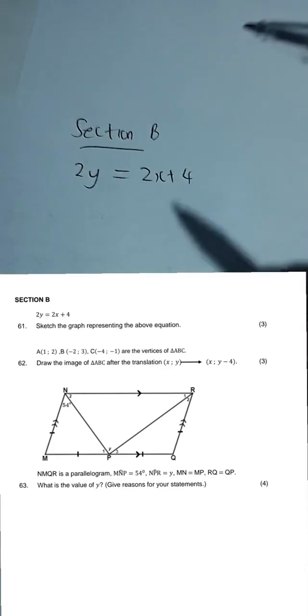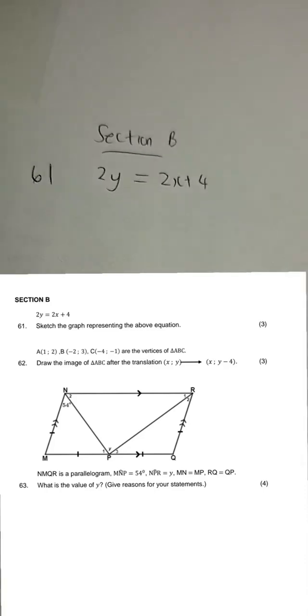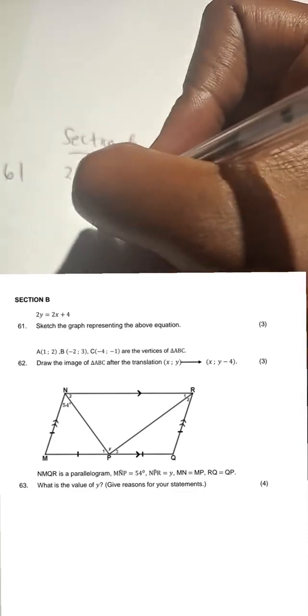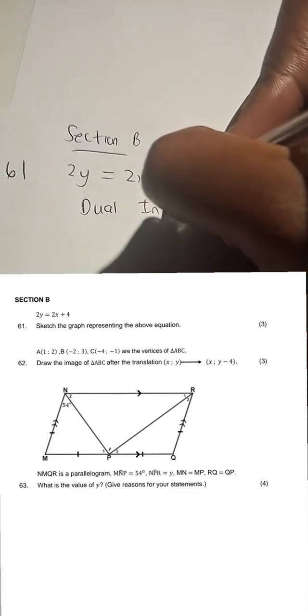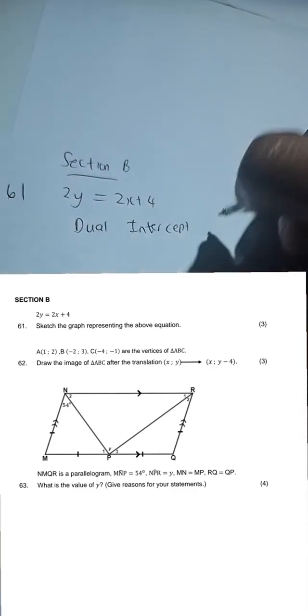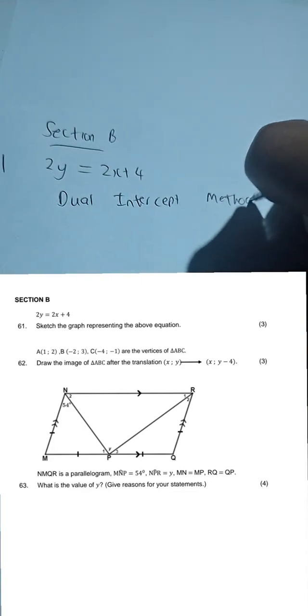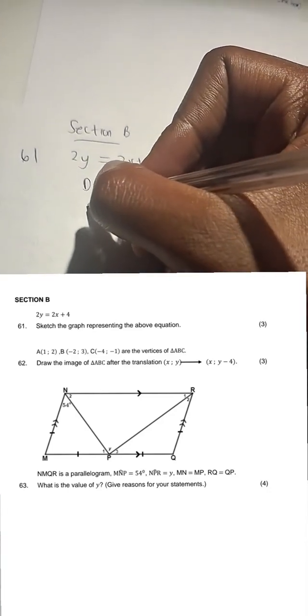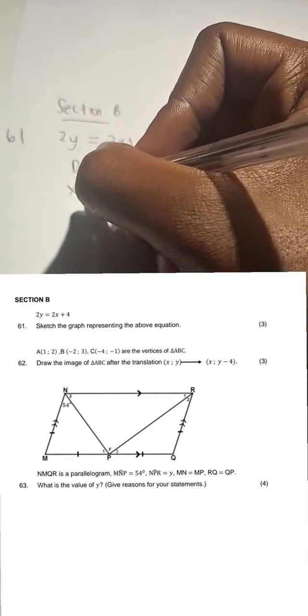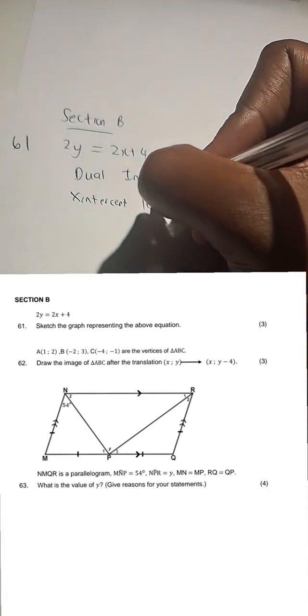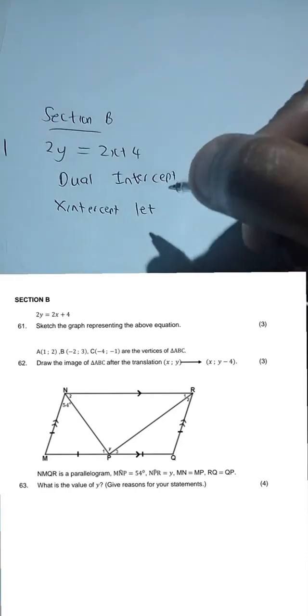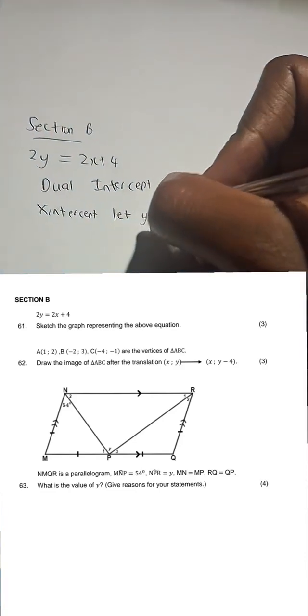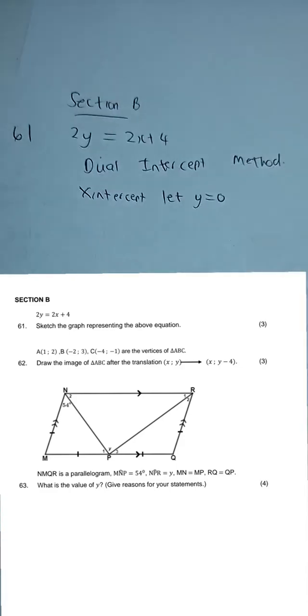Okay, let's answer this question 61. Sketch the graph. So here we are going to simply use the dual intercept method. Makes life very easy. Dual intercept method. We simply find the x-intercept, which we know we let y be equal to 0. If we want to find the x-intercept, we let y be equal to 0 for this equation.